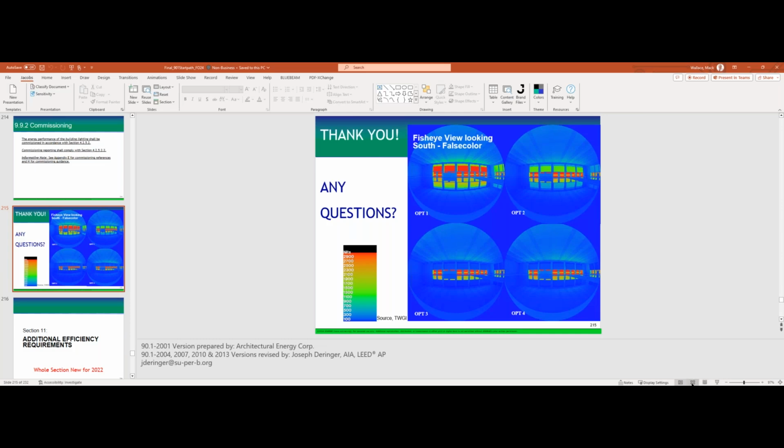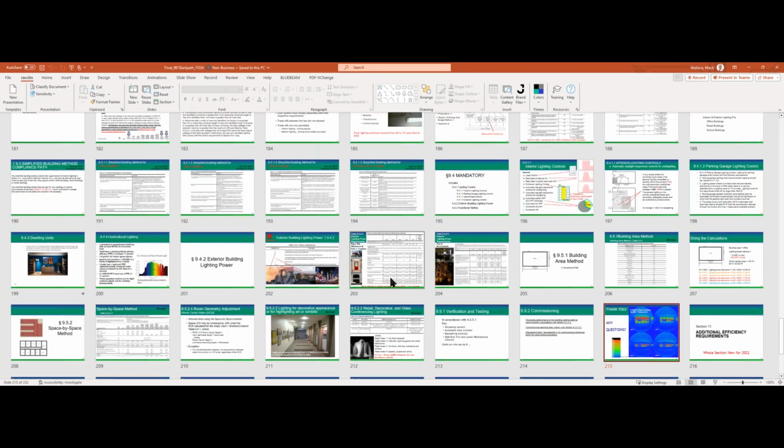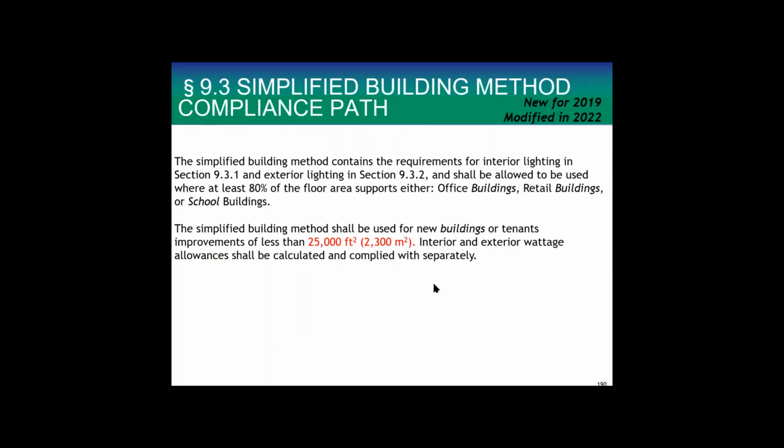Let's double check. Simplified method. Let's go to this one. Simplified method contains requirements to be used in this allowed use buildings. Simplified method used for buildings are tenant improvements. So for tenant improvements of less than 25,000 square feet, you should be able to use it. I think that's your question.